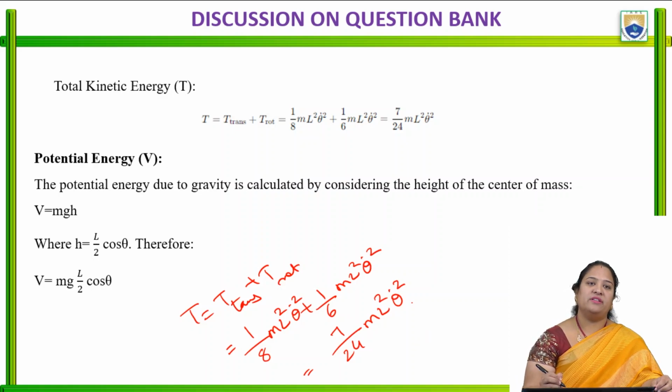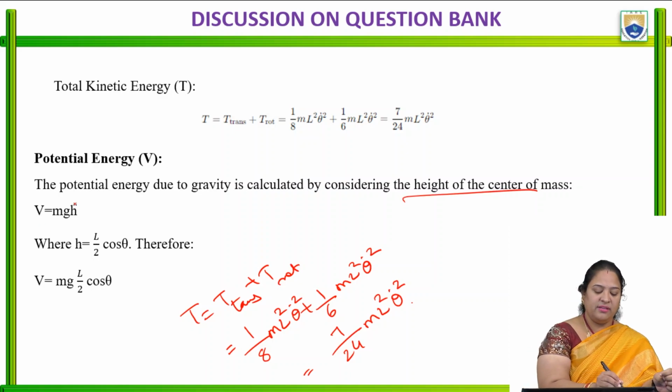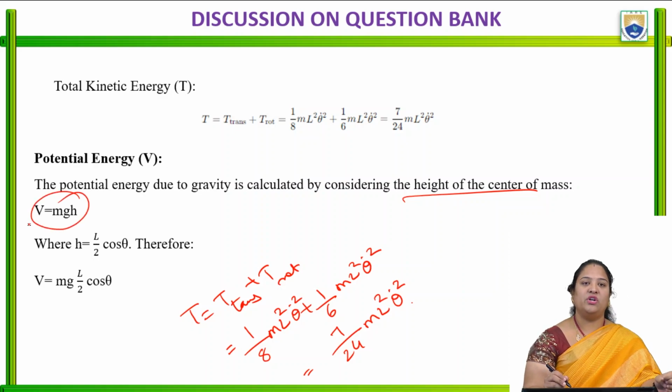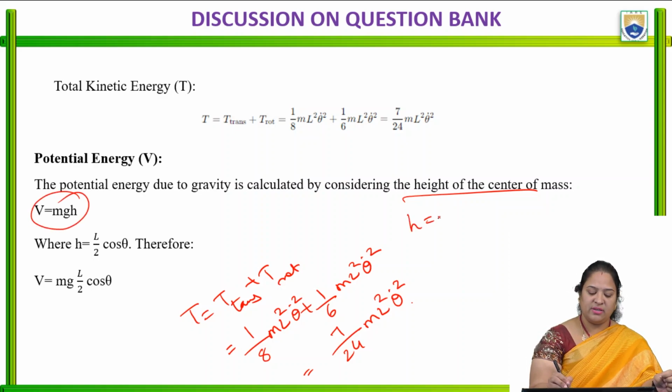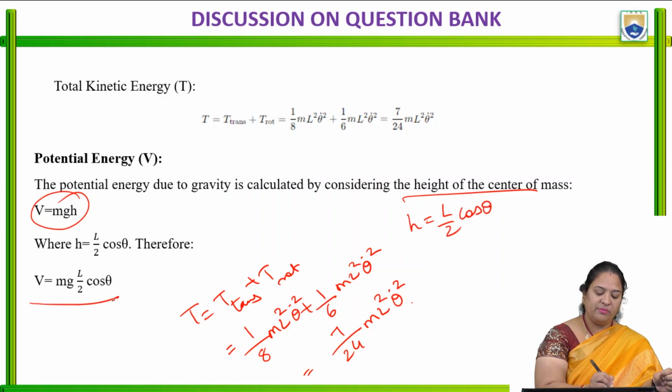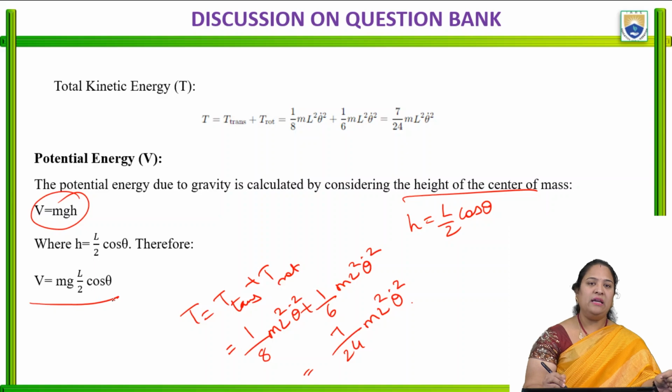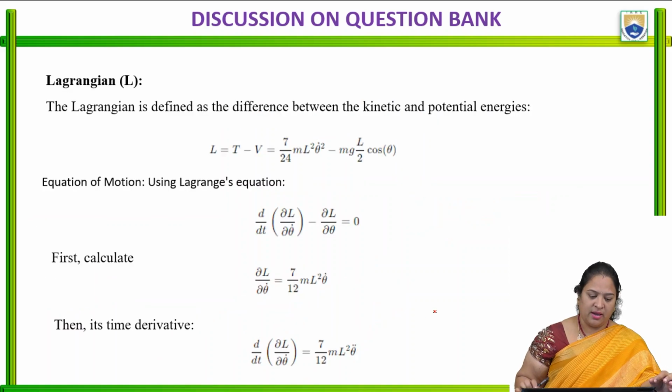Whereas for the potential energy, h will be taken as h = (L/2) cos θ, that is the height of the center of mass. The potential energy due to gravity is calculated by considering the height of the center of mass. So V = mgh, where h = (L/2) cos θ, and V = mg(L/2) cos θ.